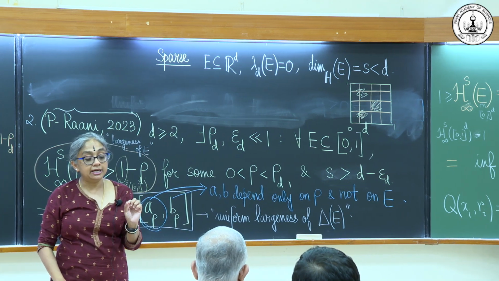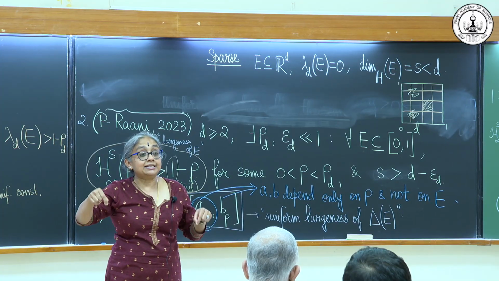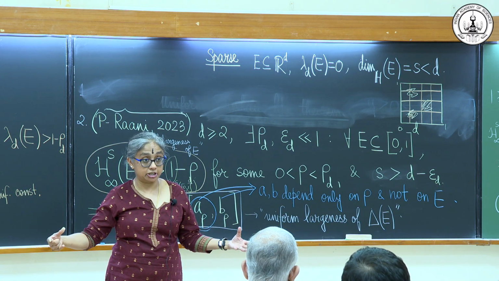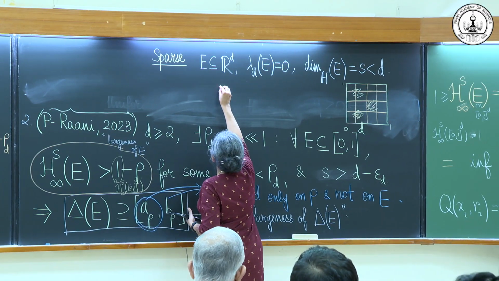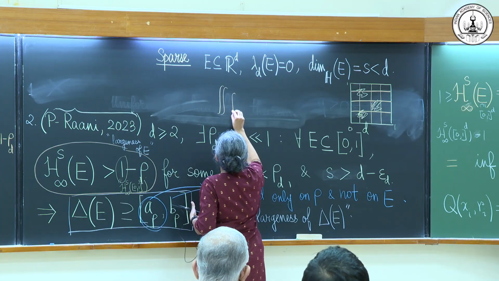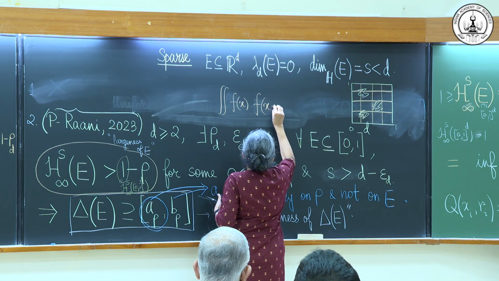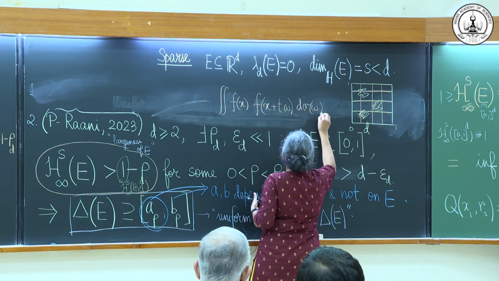Given a measure, it tries to pinpoint the distance set in that measure, the support of that measure. So it's an analytical function. An example I could give you is like this. Let's look at this integral, f of x plus t omega d sigma omega dx.